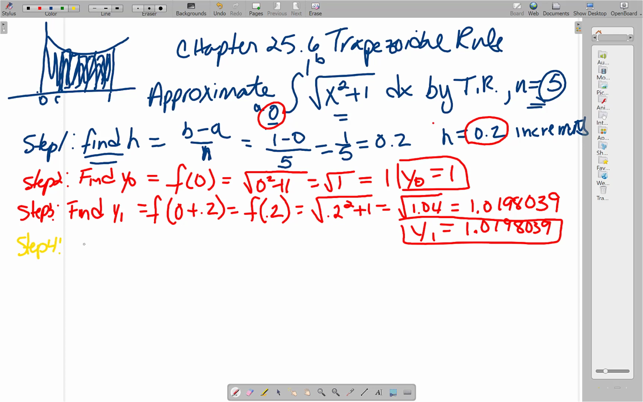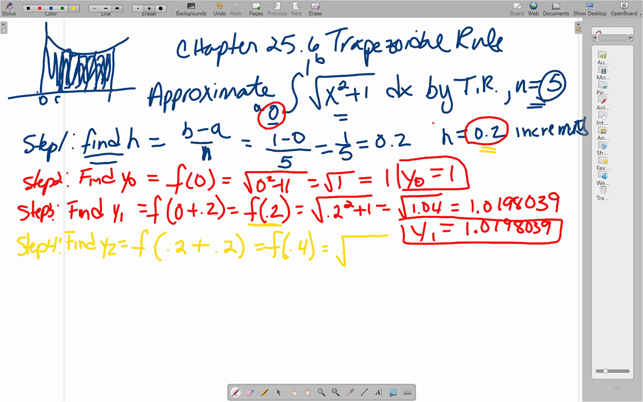Are we done yet? How do we know we're not done? Because we only got up to 0.2. We have to go all the way up to 1. So this time we're going to find our next one, which would be called y2, which doesn't really matter. The point is you're finding whatever you had before, f of 0.2, and you're adding to it 0.2 each time, which equals f of 0.4.